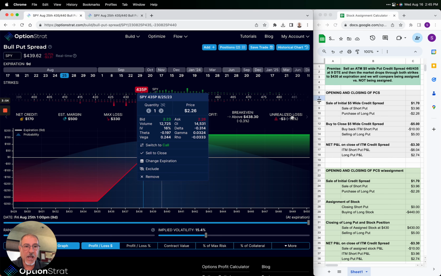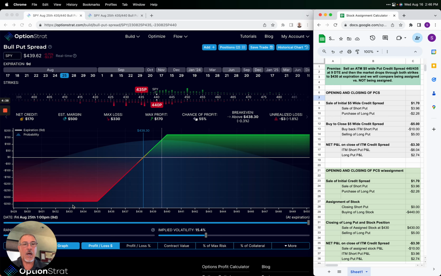Now, let's talk about if we get assigned. I'm making the assumption here that if this is a Friday expiration, for example, I'm going to talk about if we get assigned sometime before Friday night. If we get assigned Friday night and this long put is not in existence come Monday when that stock shows up in our account, that's a little bit of a different animal.